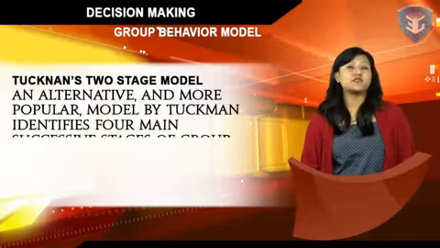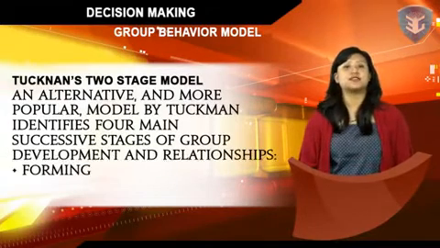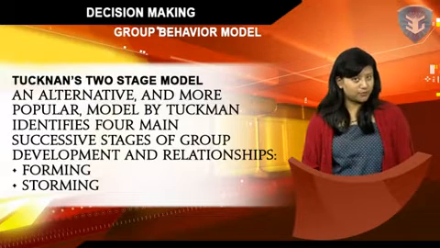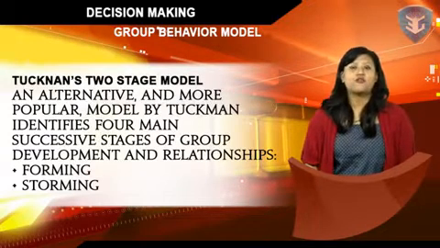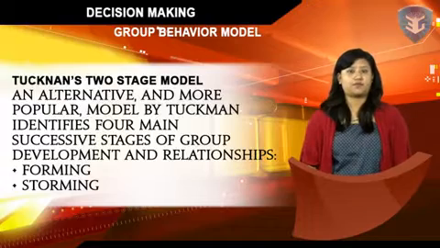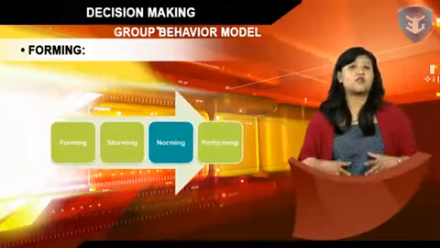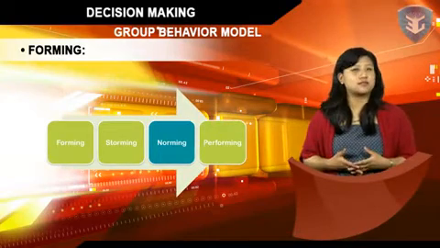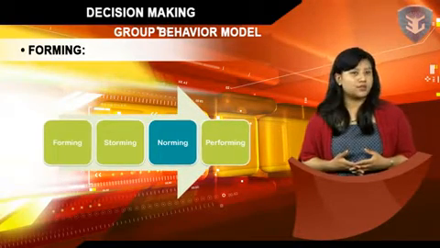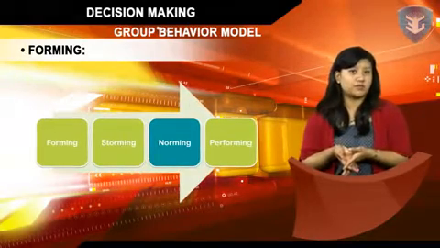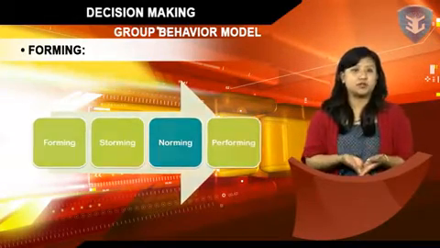An alternative and more popular model by Tuckman identifies 4 main successive stages of group development and relationships: forming, storming, forming, in which the group is just coming together. It is often characterized by shyness, uncertainty, and diffidence among the members, although extrovert members may rapidly assume some kind of leadership. Maintenance concerns predominant.